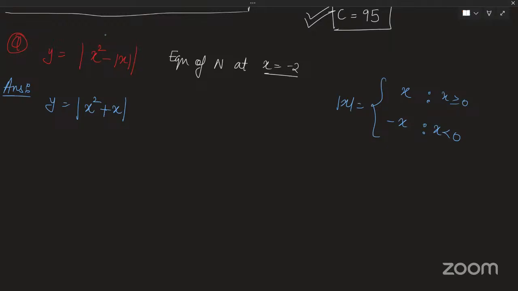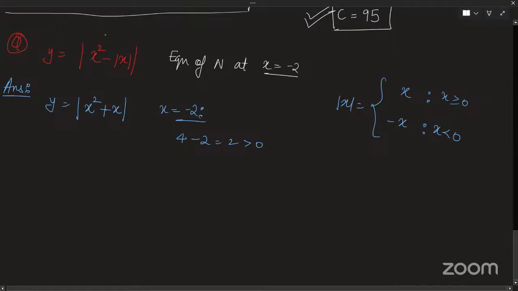Now when x is minus 2, is x square plus x a negative value or a positive value? It is a positive value. Do you all agree it is a positive value? It's 4 minus 2, so it's 2. So will this mod open as plus or minus? Positive, sir. It will open as x square plus x as it is.